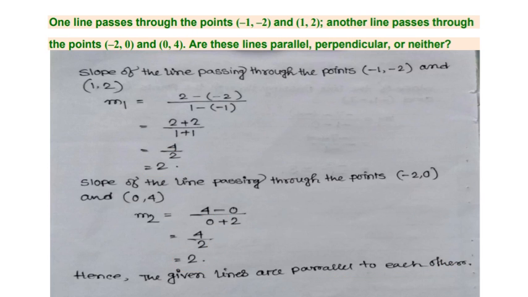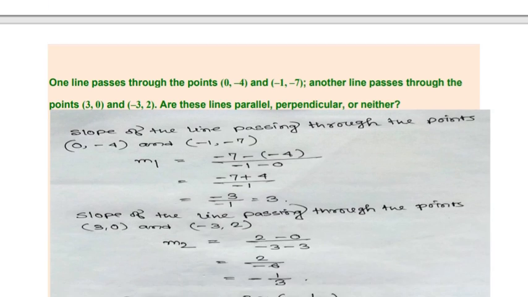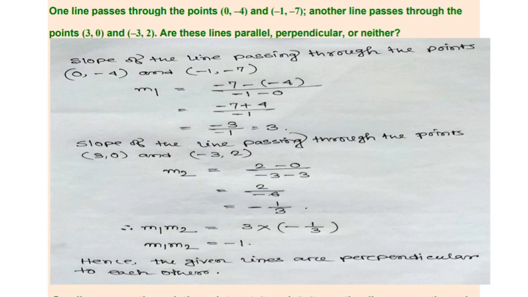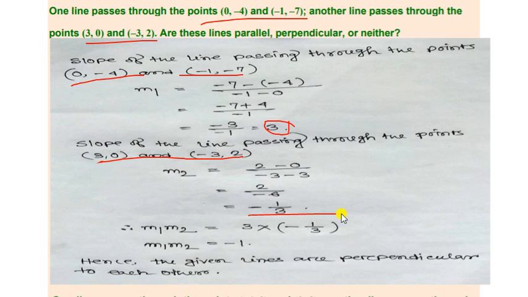Next, one more example. Again two lines: one line passing through these two points and another line passing through these two points. Again we have to find the slope. For the first line, the same formula, y2 minus y1 by x2 minus x1, and we get 3. For the second line, through (3, 0) and (-3, 2), again y2 minus y1 by x2 minus x1, and we get -1/3.